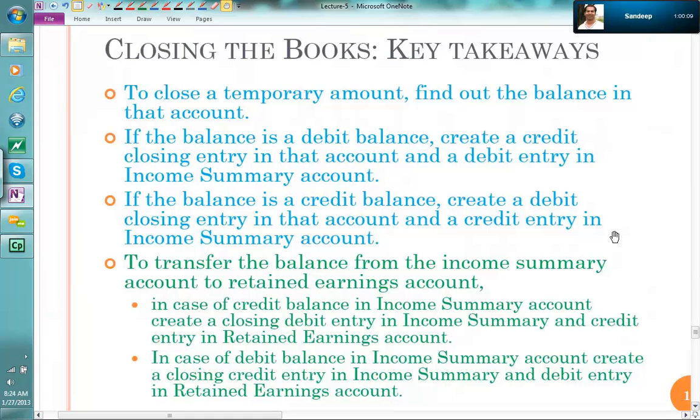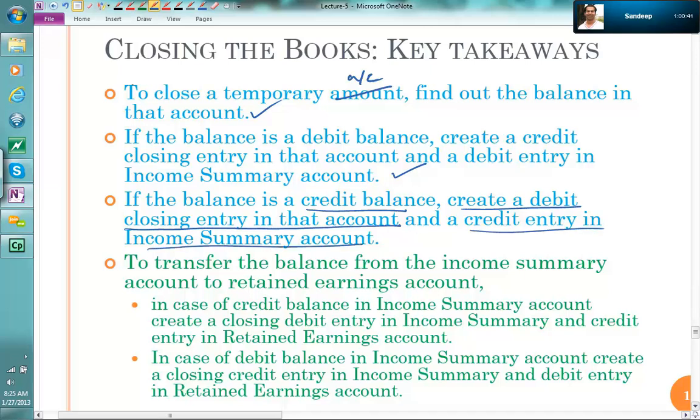If you look at this particular page, these are the details. So let me just go through it, I will not take more than 1 minute in this. Here it says that to close a temporary account, find out the balance in that account. If the balance is a debit balance, create a credit closing entry in that account and a debit entry in the income summary account. If the balance is a credit balance, create a debit closing entry in that account and a credit entry into income summary account. So all the lines that are written in blue color is step 1.